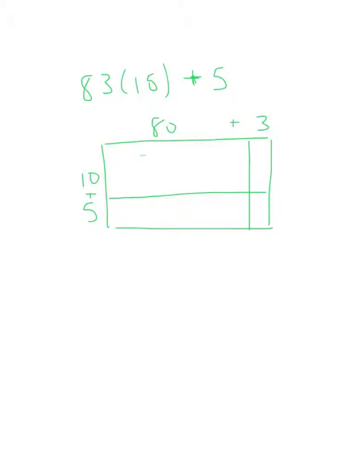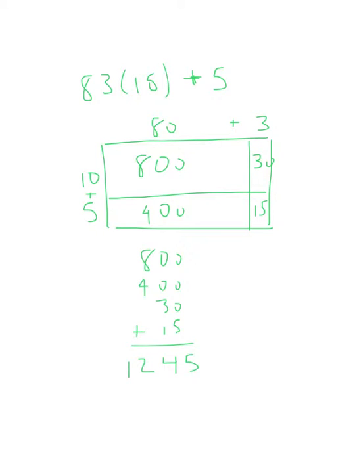So 80 tens is 800. 5 80s is 400. 10 threes is 30. 5 threes is 15. So when I add this all up, we have 800 plus our 400 plus our 30 plus our 15. So we add this all up, we're left with 1,245. But remember, we had a remainder of 5, so we had 5 left over. So if I have the 1,245 plus 5 gives us 1,250, so then we know we did it correctly.